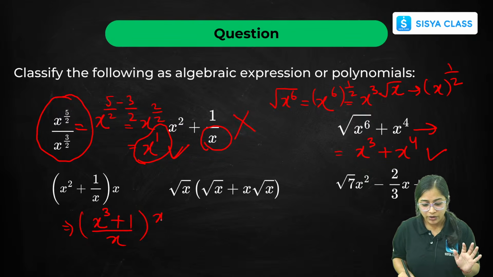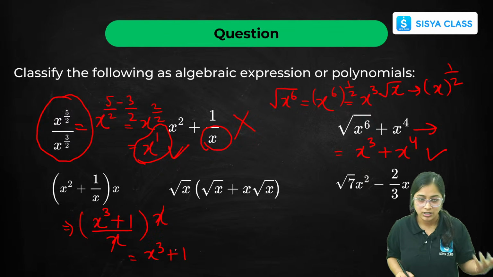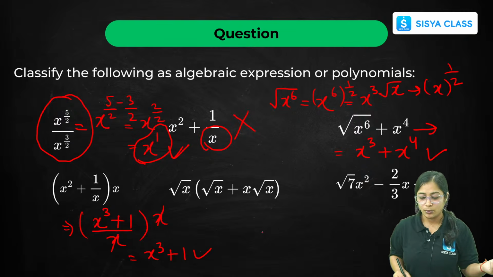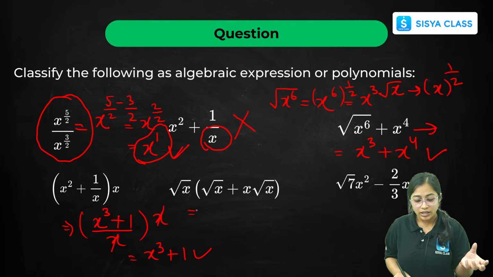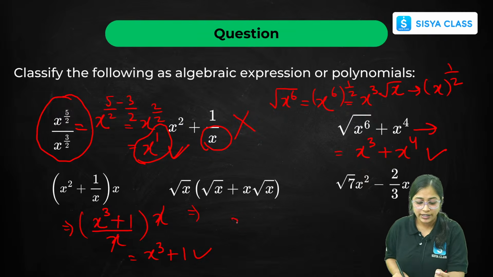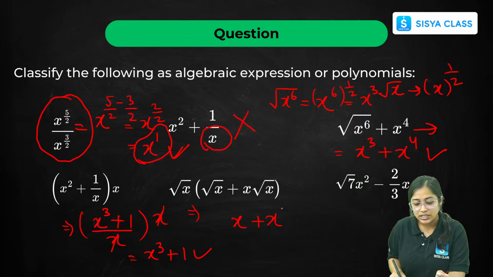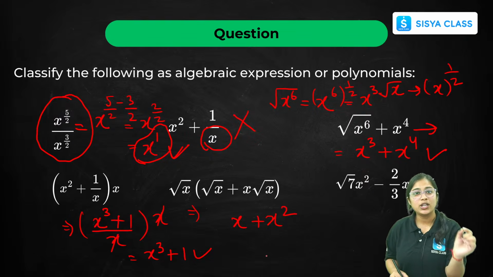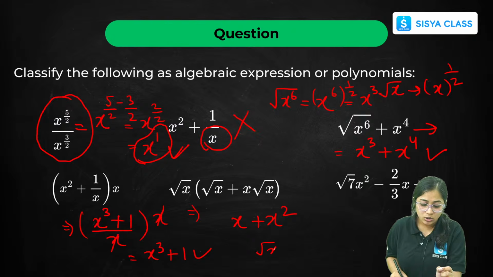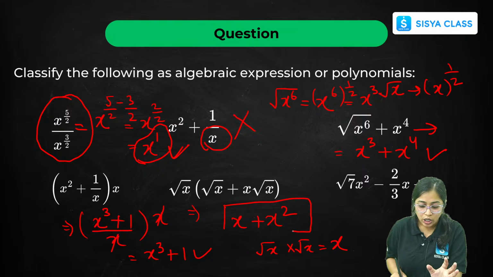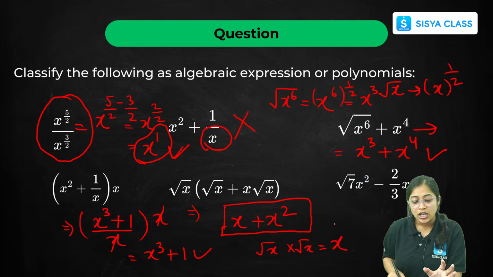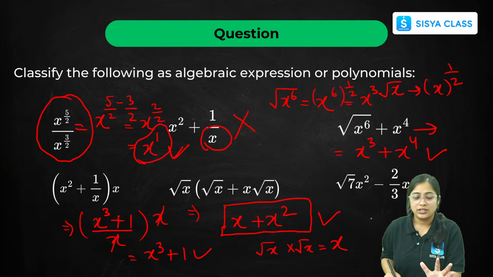we will multiply with x. Now you can cancel the x here. So you will get x cube plus 1, right? So again here the power of x is a whole number. So this is a polynomial. So when you simplify this fifth one also, you will get x plus x square here, because what is under root x into under root x? Under root x into under root x, it will give you x here. So after simplification, this fifth one, you will get x plus x square. So this is also a polynomial, right?